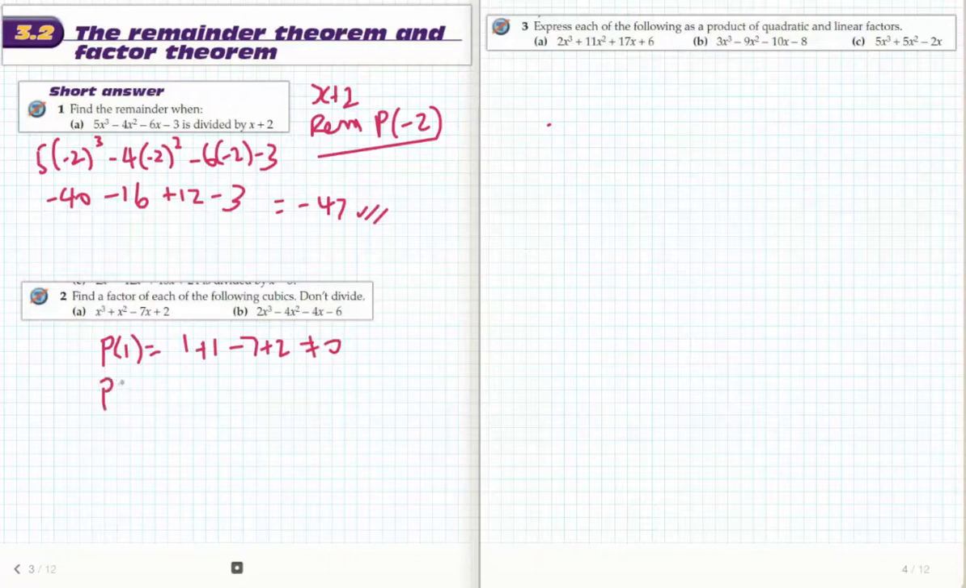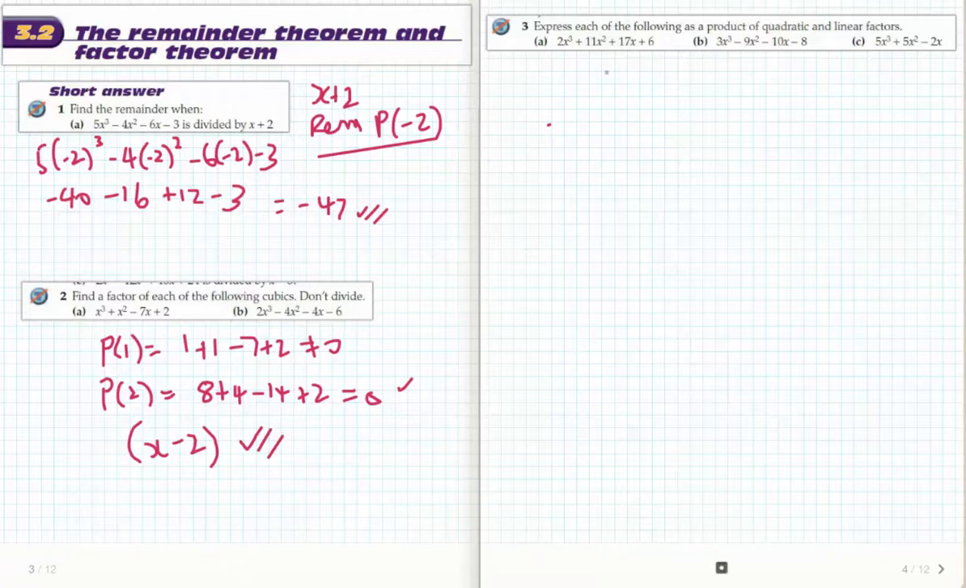I might go to p of 2. 2 cubed is 8 plus 4 minus 14 plus 2. 8 and 4 is 12 plus 2 is 14 minus 14 is equal to 0. So I found a factor, and that factor will be x minus 2, because p of 2 gave me a remainder of 0.